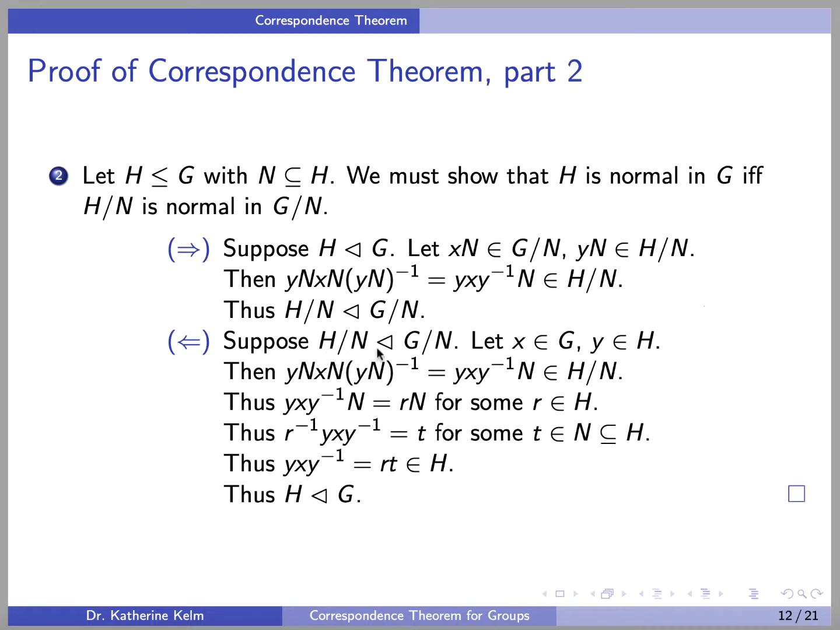In the reverse direction, suppose H mod N is normal in G mod N. Pick an arbitrary element X of G and Y of H. We want to conjugate X by Y and make sure that we wind up back in H. Well, so then YN, XN, YN inverse is YXY inverse N. Now this belongs to H mod N because H mod N is normal in G mod N. So therefore, and here's this lemma that we referred to on the previous page, YXY inverse N belongs to H mod N. That must mean that YXY inverse belongs to H. We reprove that argument here. But the upshot of it is that we have just proved that H is normal in G.